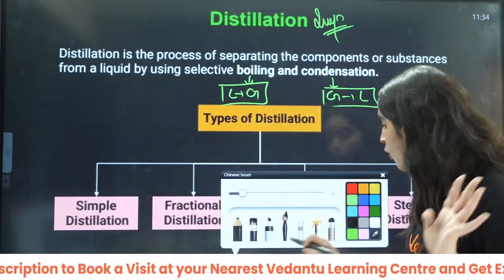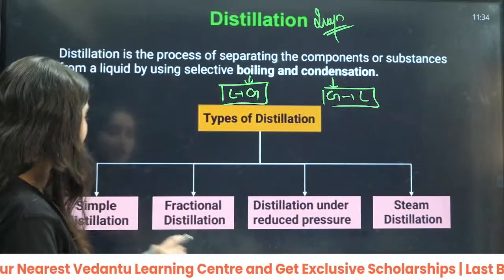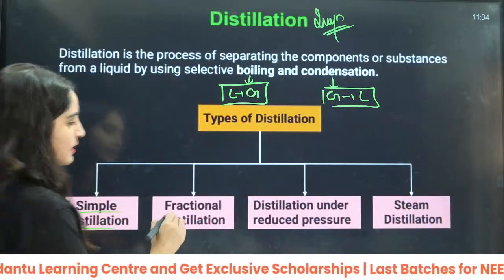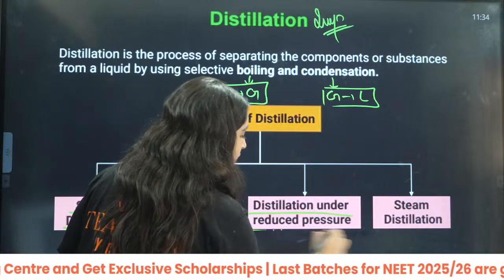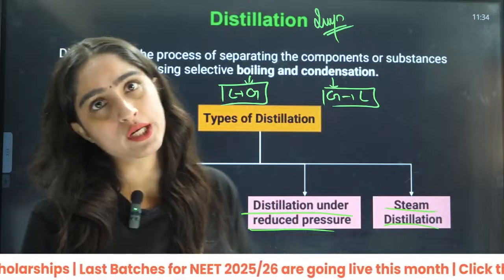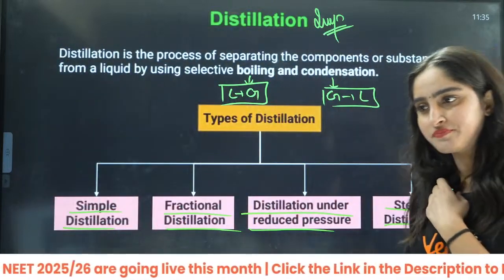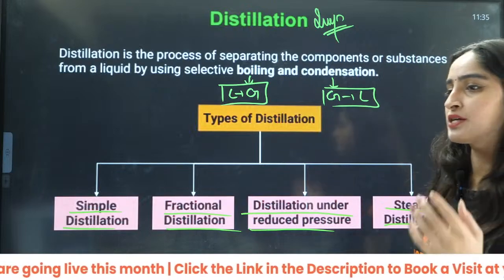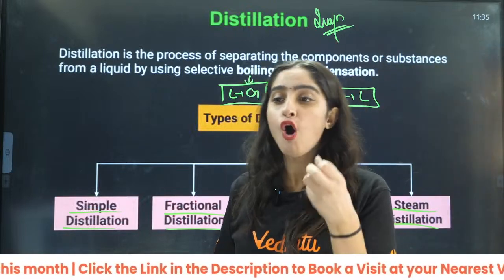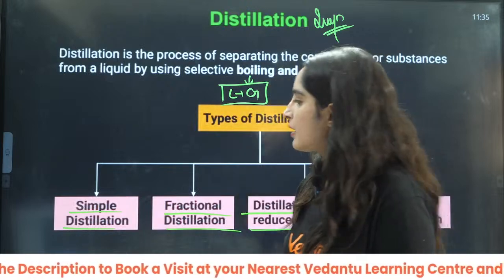So now you have four types of distillations. First is simple distillation, second is fractional distillation, then distillation under reduced pressure, then steam distillation. Very, very important. All four types are very important, right? Okay, very good. Separation of volatile from non-volatile, or volatile from less volatile, right? Okay, chalo.